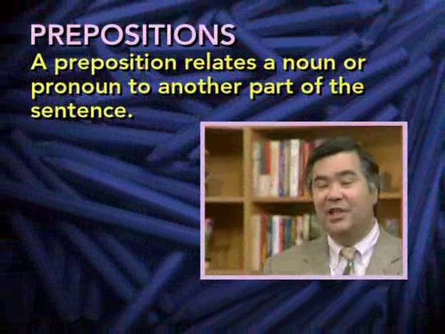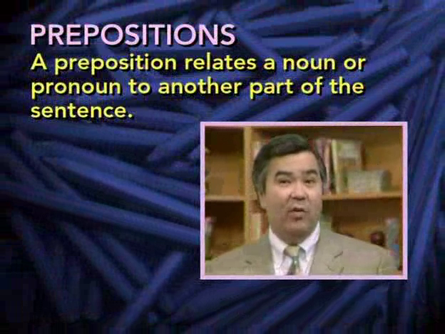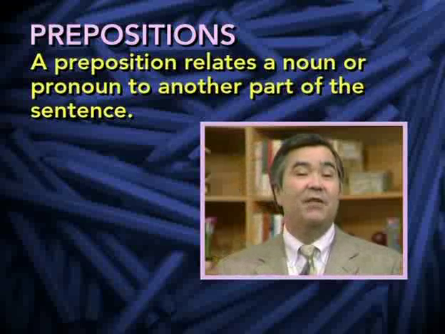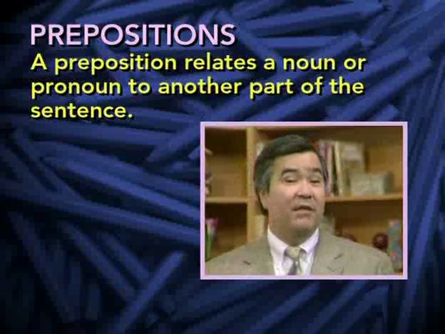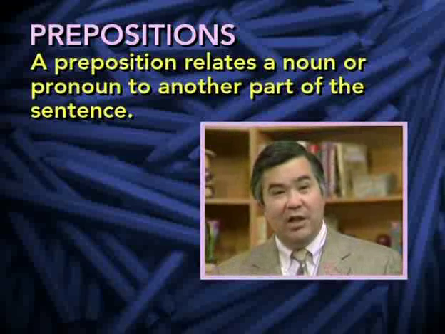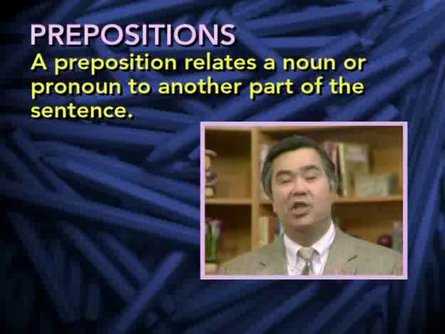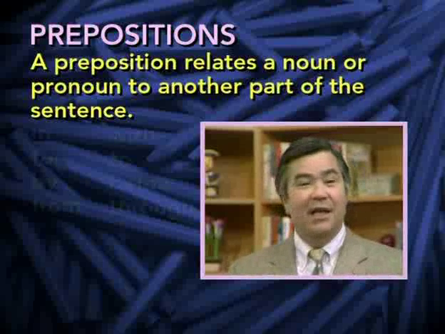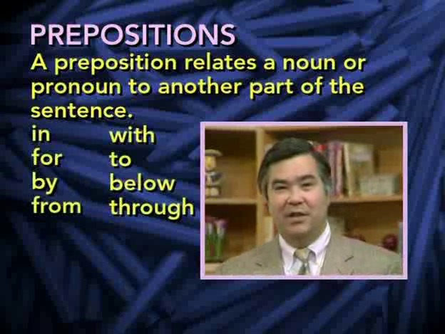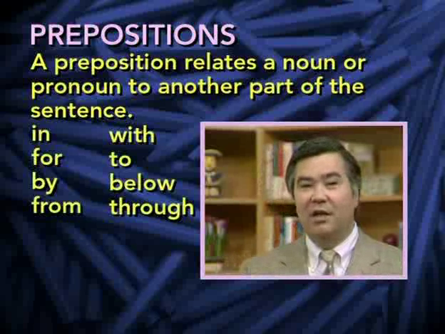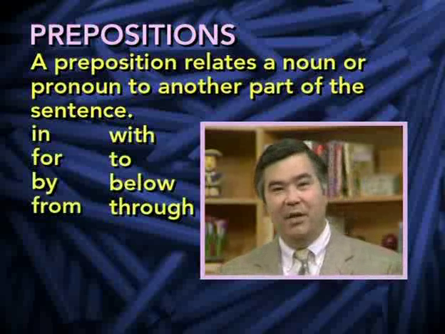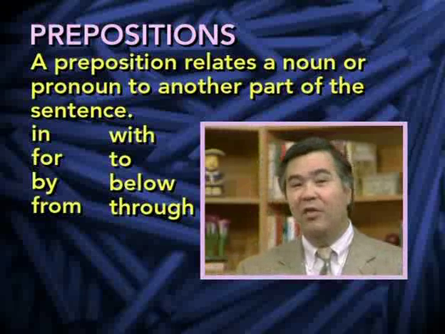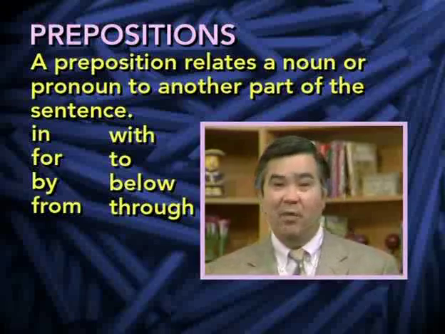First, a preposition relates a noun or pronoun to another part of the sentence. There are many different kinds of prepositions. Many of them are short words which describe a relationship between the noun or pronoun that follows and the rest of the sentence. Here are some examples of prepositions: in, for, by, from, with, to, below, through, and there are many more.